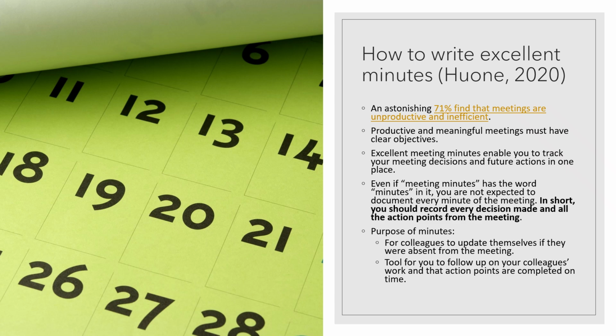An astonishing 71% find that meetings are unproductive and inefficient. So productive and meaningful meetings must have clear objectives. I personally don't like meetings that are non-productive because I feel that they really waste my time. And so I prefer meetings that are short. Short meaning that they don't go from 9 until lunch and then include lunch. I think that's just too much. We can't be talking for half a day, unless, of course, it is a very complex subject matter that needs to be discussed.